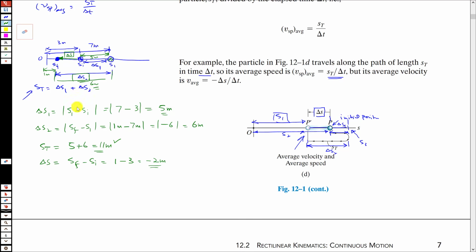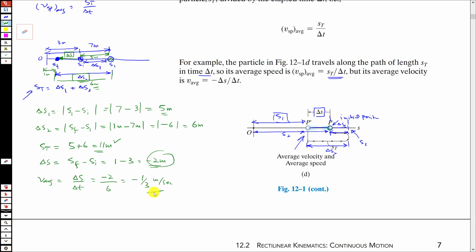So the velocity from this point to this point, the average velocity in that case, will be delta S divided by total time taken, right. So delta S in this case is, let's say, minus 2 meters, so we will write minus 2, and let's say it took 6 seconds. So this will be minus 2 over 6, so this will be minus 1 by 3 meter per second, right. So you should know the difference between the total distance traveled and the displacement.